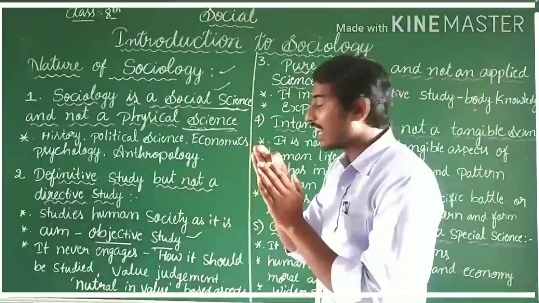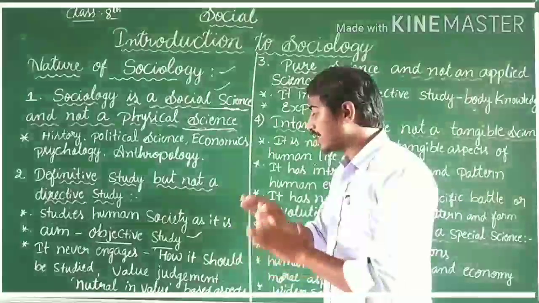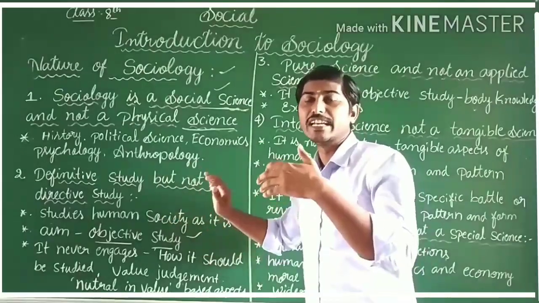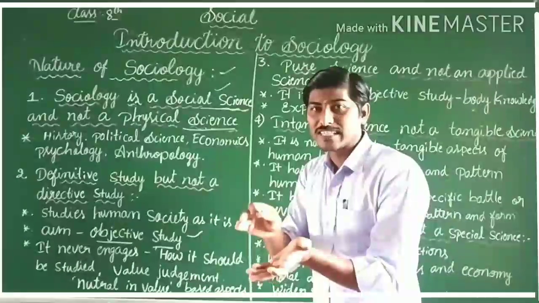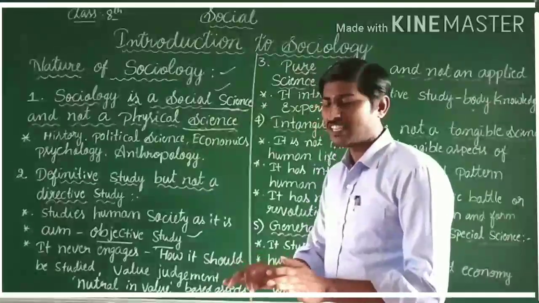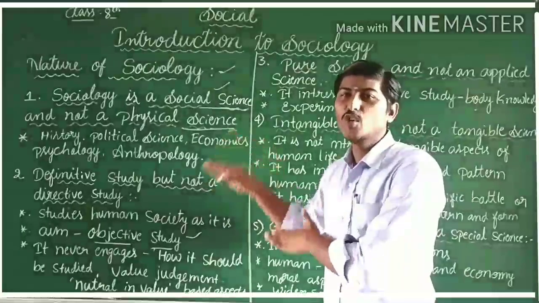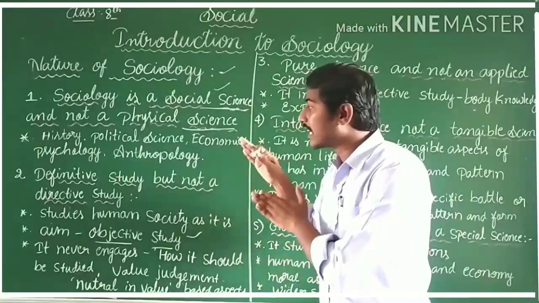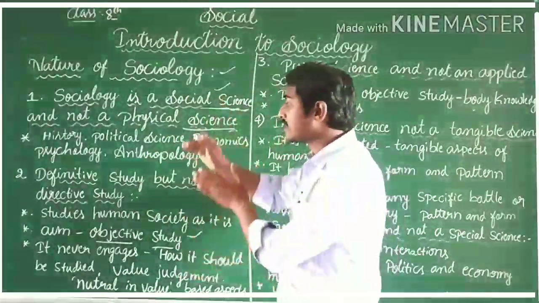So sociology never engages with how things should be, and it is also not engaged in value judgments. Sociology is in a neutral position in value-based aspects. In sociology, we cannot study in a directive way, but we can learn it as a definitive study.